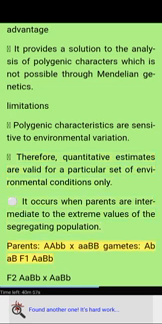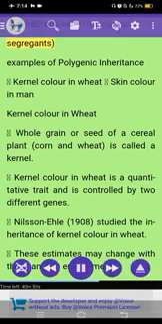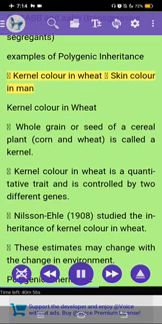Parents: AABB x AABB, gametes AB, F1 AABB. F2 AABB x AABB. F2 AABB and AABB transgressive segregants. Examples of polygenic inheritance: kernel color in wheat, skin color in man.